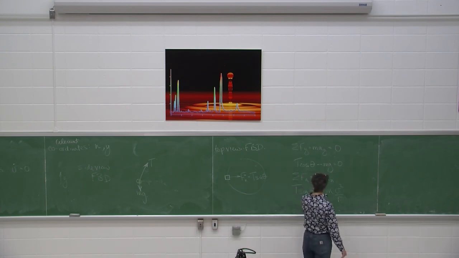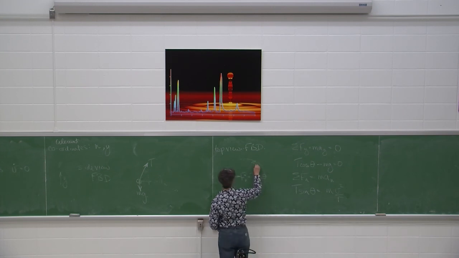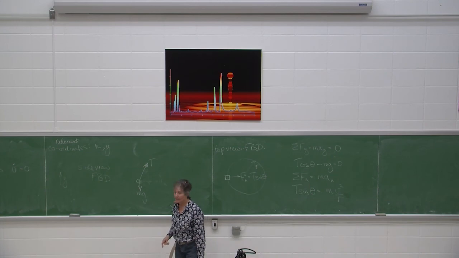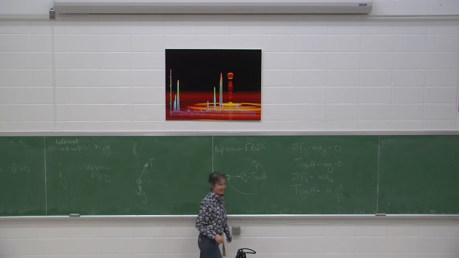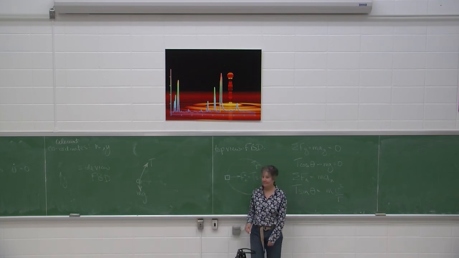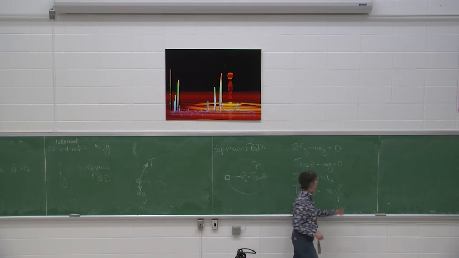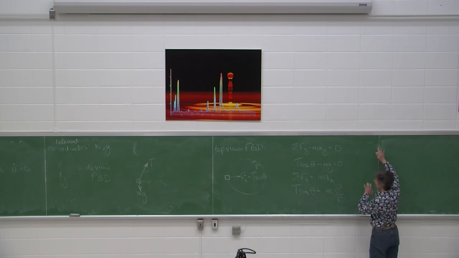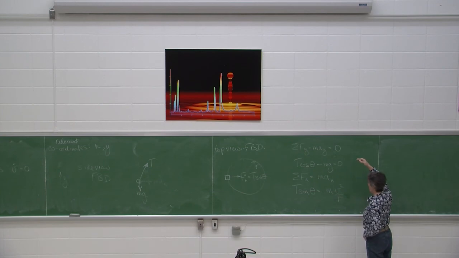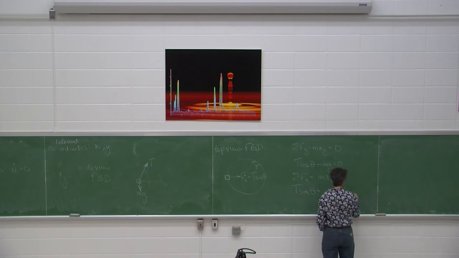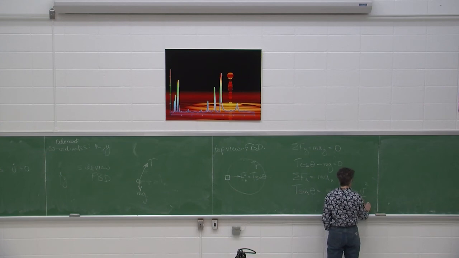So let's just, okay, except what's r? r is the radius of the circle, right? We don't know that. Yes, we do. It's L sine theta. All right, so I'll put this in here. So this is going to be m v squared over L sine theta.